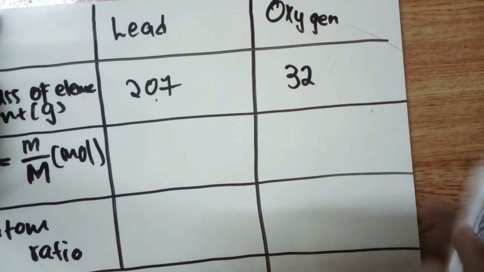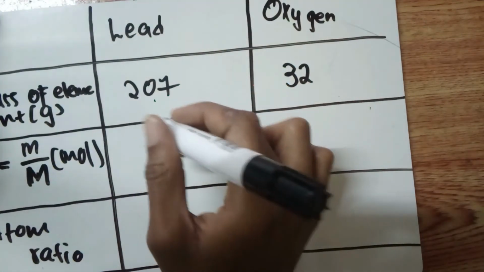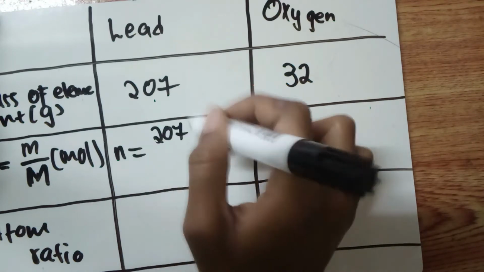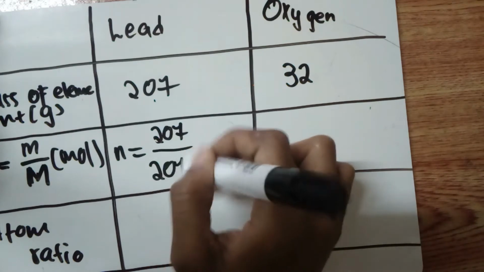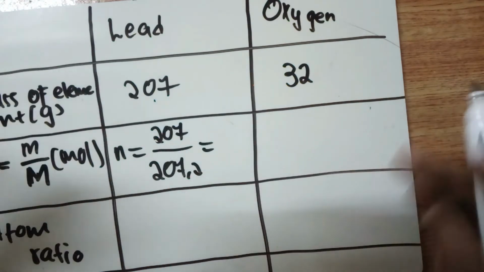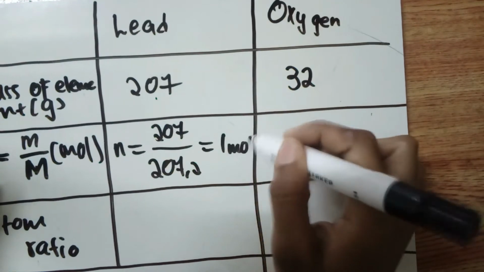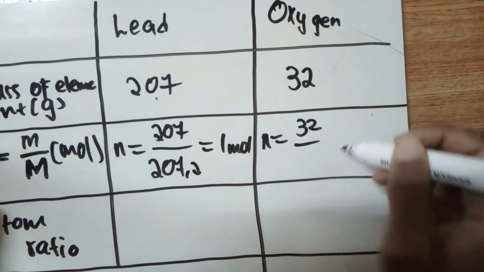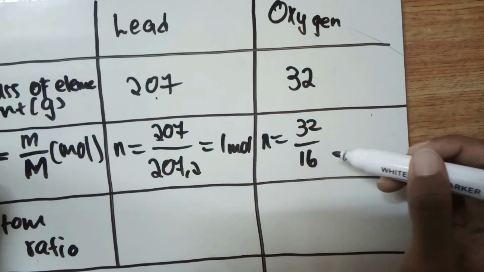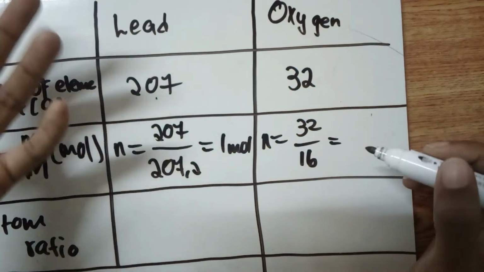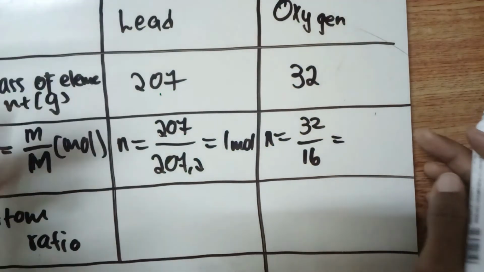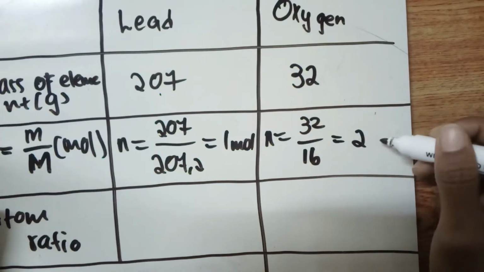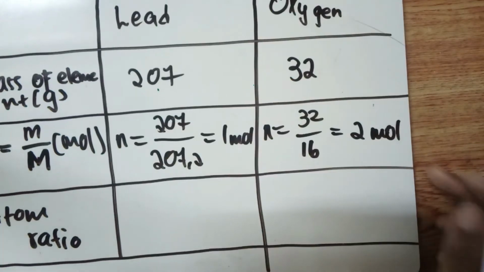So they gave us the molar mass of lead to be 207. So n here is 207, the mass, divided by 207.2, which if you round it off will just be 1 mole. Cool. We do the same thing for oxygen, and it's just going to be 32 divided by the molar mass of oxygen, which was 16. They gave it to us, but you can also determine it using your periodic table by looking at the atomic mass, right? So 32 divided by 16 is 2, meaning it's 2 moles of oxygen.